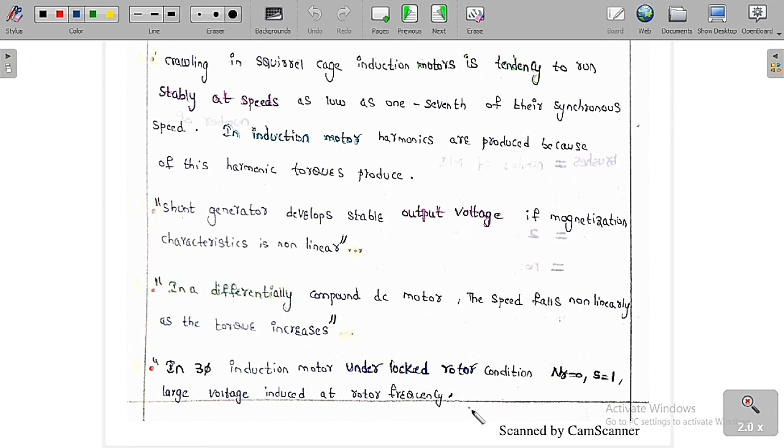Whenever S is equal to 1, the S into E2 value is also large, because S is equal to 1, so it is 1 into E2, which is nothing but E2. Under locked rotor condition, S has the higher value, so the product S into E2 is also a higher value. So you are going to get a large voltage induced at the rotor frequency, which is equal to the supply frequency itself. Actually, this should be large voltage induced at the supply frequency. It should always be the supply frequency because S is equal to 1, so Fr is equal to Fs. They should mention here large voltage induced at the supply frequency.